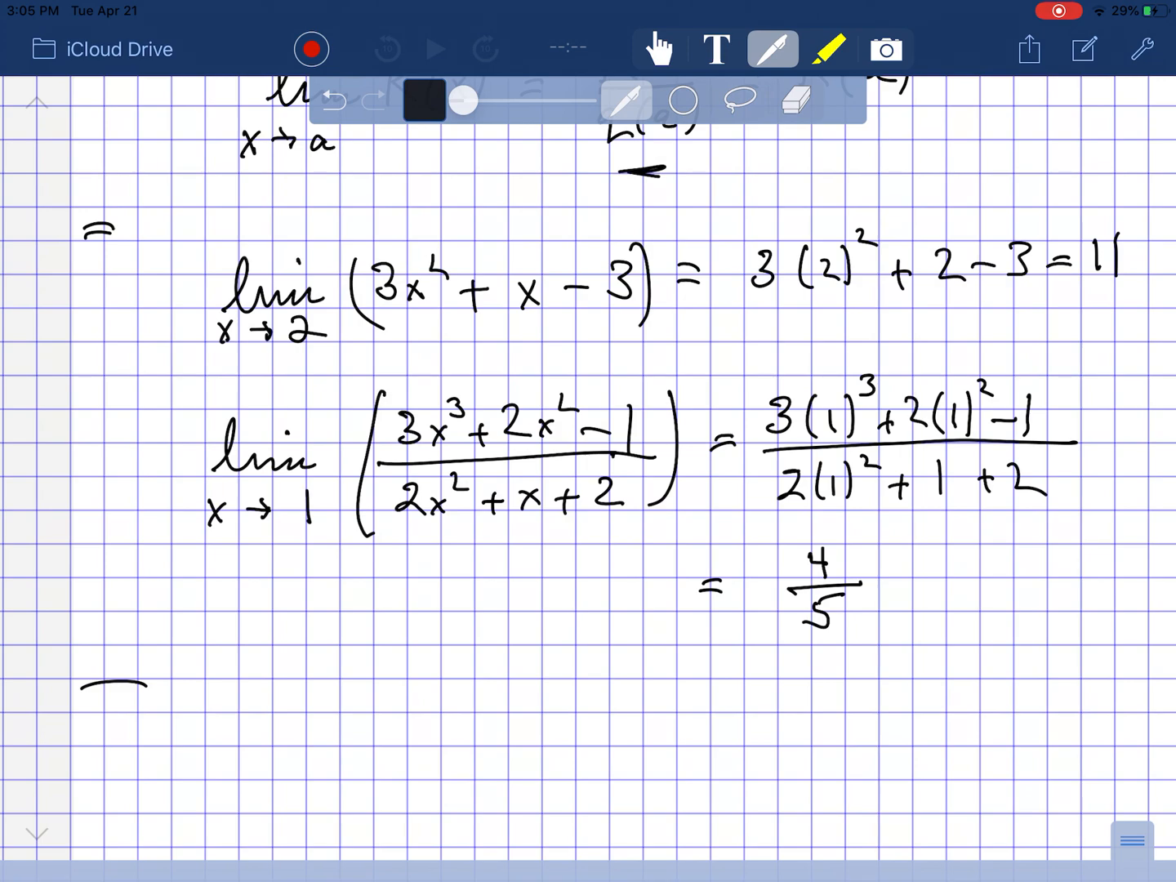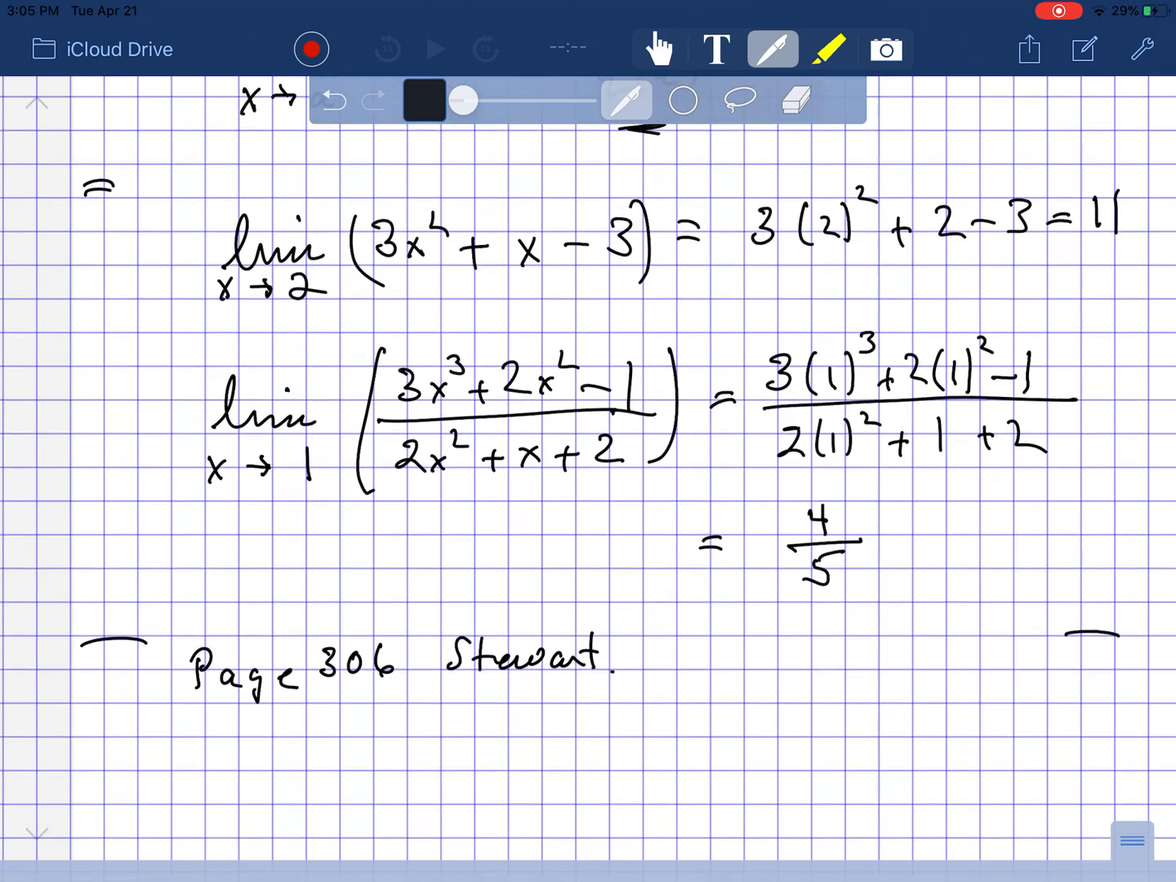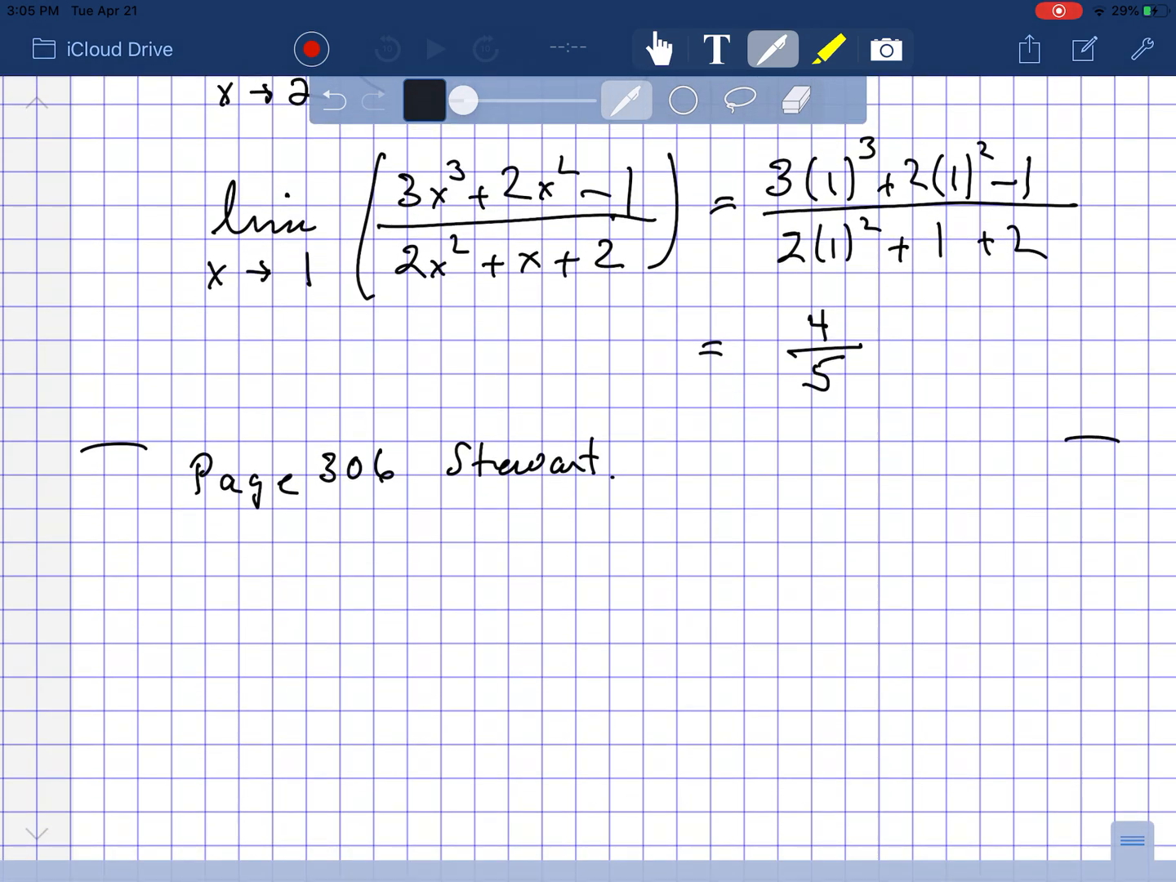Okay, so these limits are very easy to evaluate. Now, there are some rules governing evaluating limits. So here are a few of them. These are listed on page 306 of the Stewart book. And what I'm going to do is work with a few of them and demonstrate how these limit laws work. So these are limit laws.